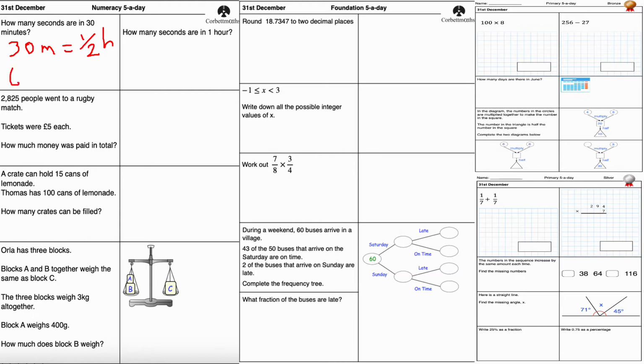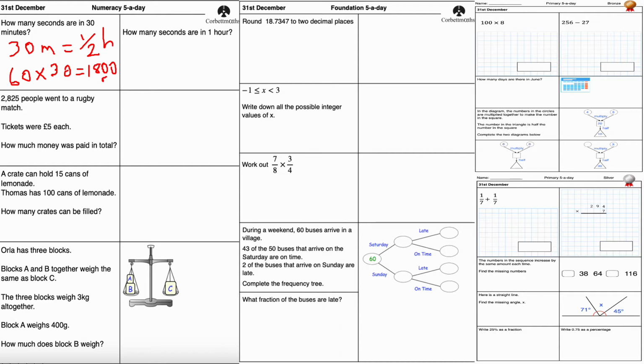So if I do 60 times 30, that's going to tell me how many seconds I have, okay? Because 60 seconds equals 1 minute. So 30 minutes is going to be 60 times 30, okay? So 6 times 3 is 18. And then add the 2 zeros, I get 1,800, or 1,800 seconds, okay, for that question.